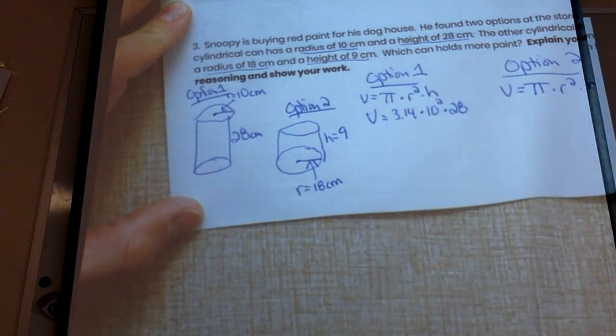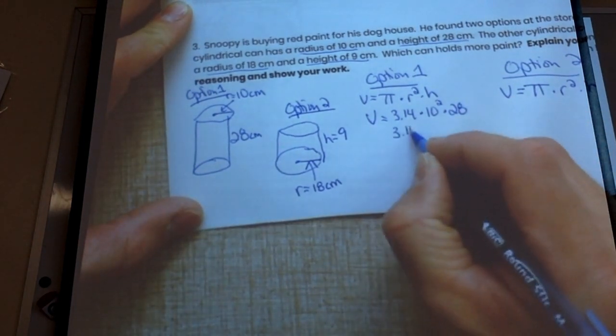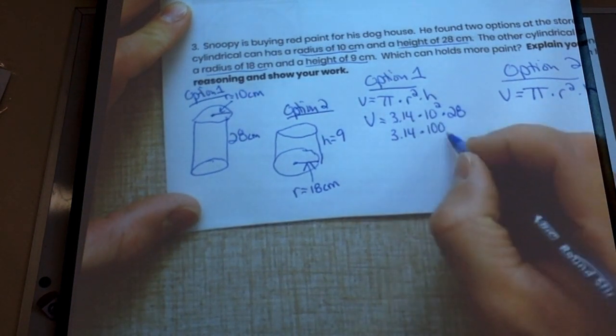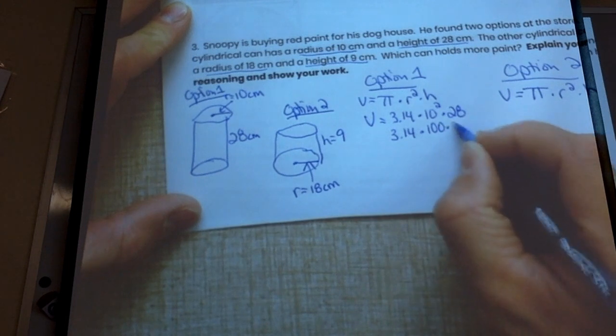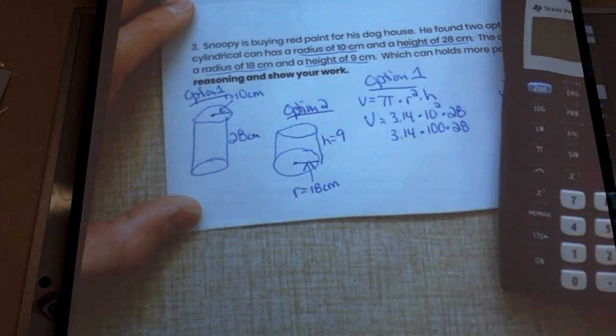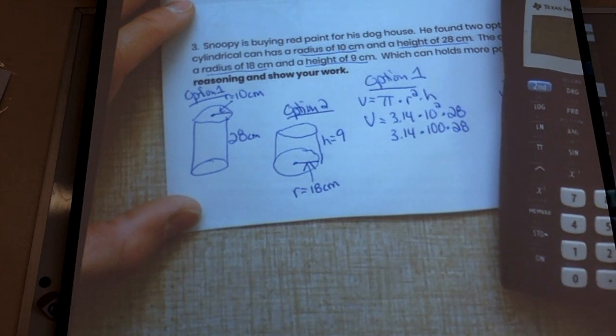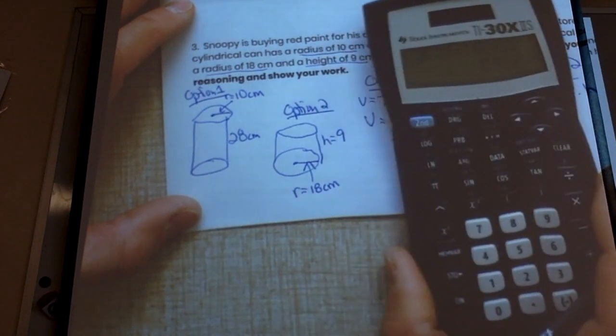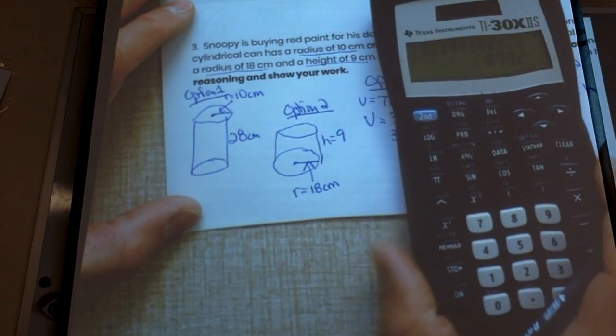So I want to do the math of this. There's nothing I can do with 3.14, so I'll just carry it down. 10 squared, 10 times 10 is 100. And I'll multiply that times 28. So I want to multiply these 3 numbers together. 3.14 times 100 times 28. And we get an answer of 8,792.